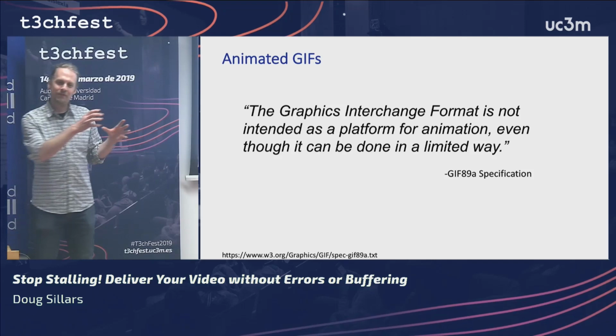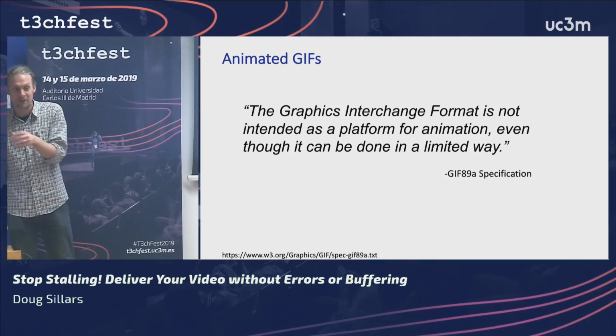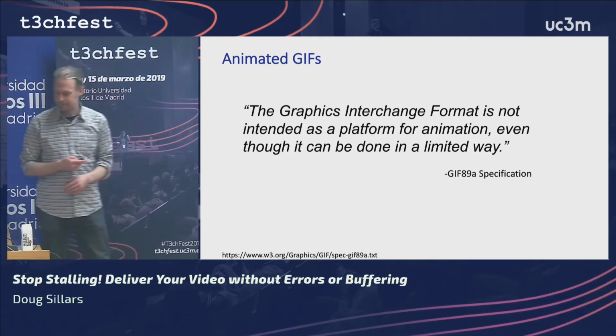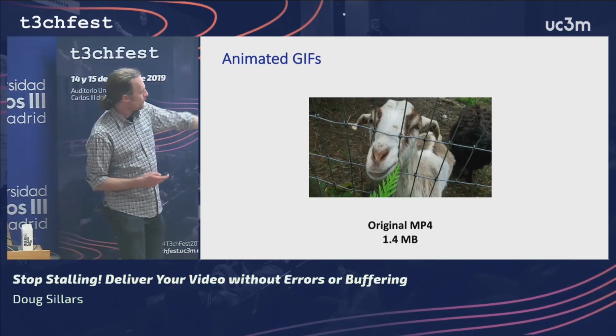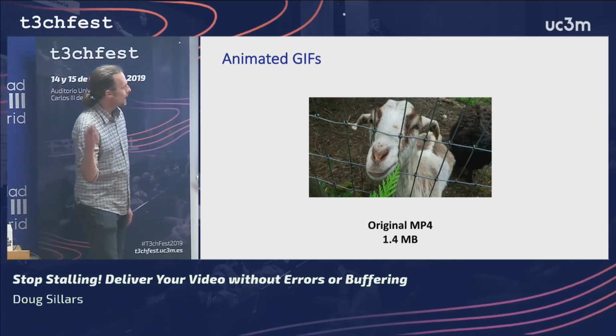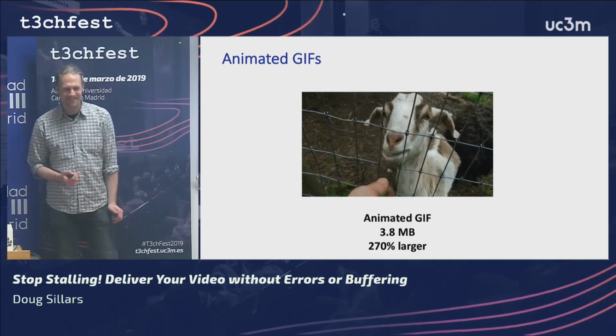It's sort of animated GIF, the format, versus animated GIF, the medium. The medium is good, right? Looping video is really, really cool. The format isn't so great. And so here's why. That video of Nora the goat is 1.4 megabytes. I took it with my phone, super cool. I turned it into a GIF, and it's 270% larger.